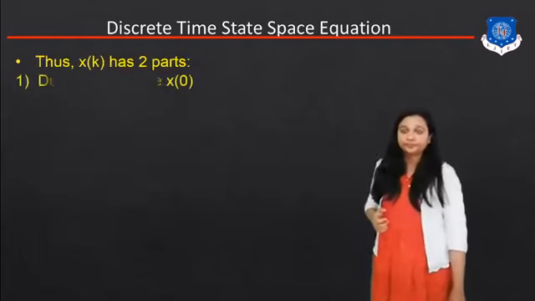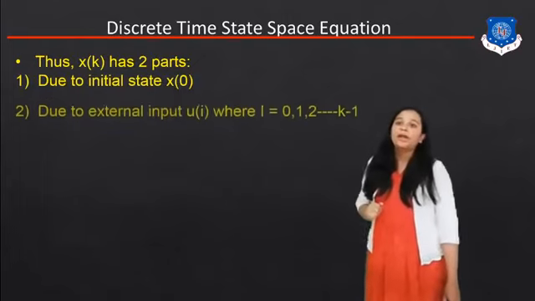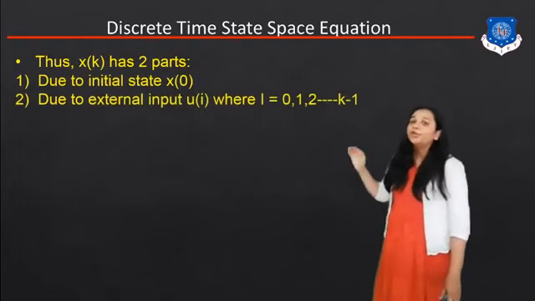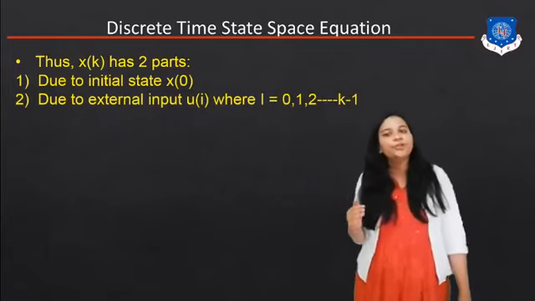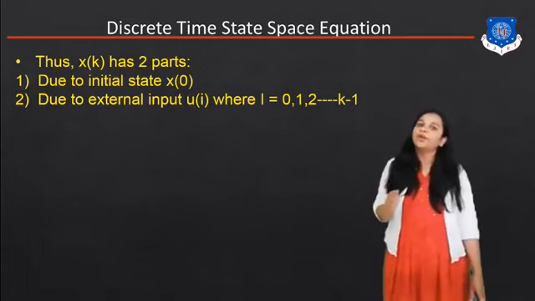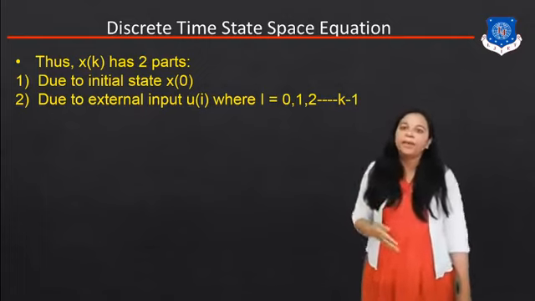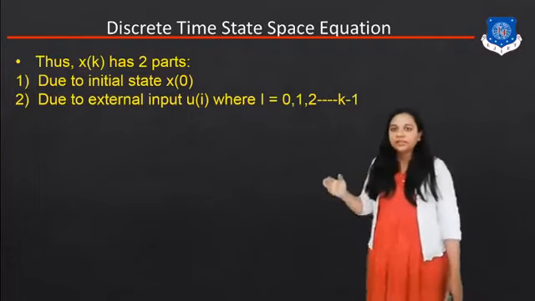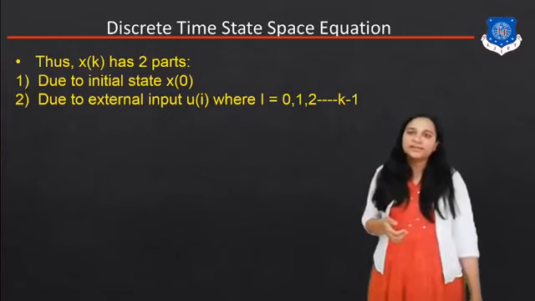So the first part is due to the initial state x of 0, and the second part is due to the external input that is applied to the system, which is u of i, where i is varying from 0, 1 up to k minus 1. So x of k will depend on two conditions, the initial condition and the external input applied to the particular system.